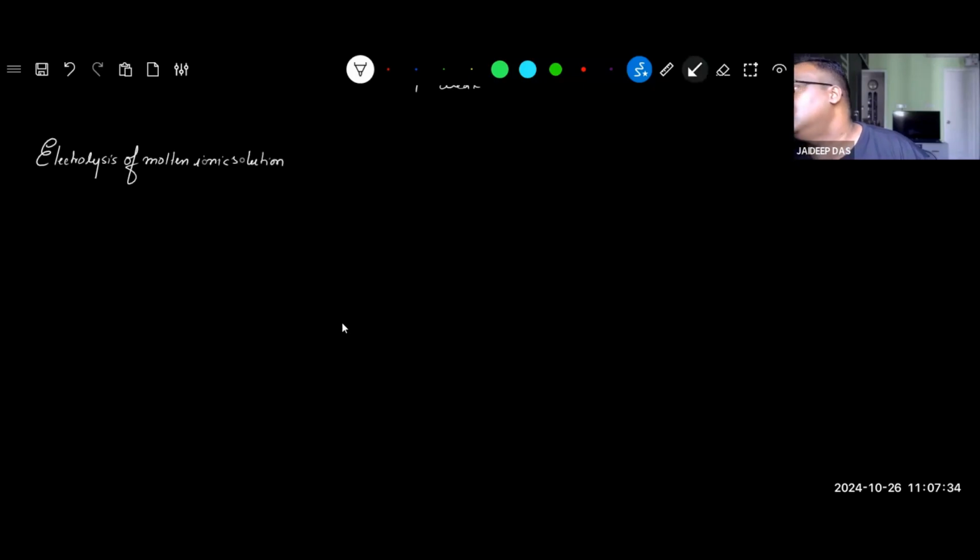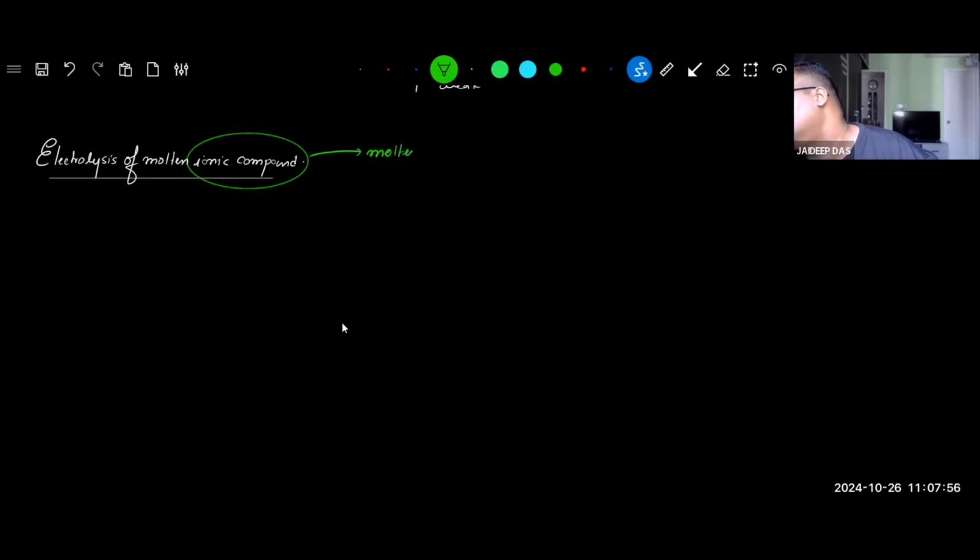Okay, so what the name itself tells us very clearly, you are going to have an ionic compound, sorry, not solution, ionic compound. So the name itself tells me I am going to have an ionic compound, and this ionic compound will be in molten state. So the question arises, will it conduct? Yes, it will conduct.